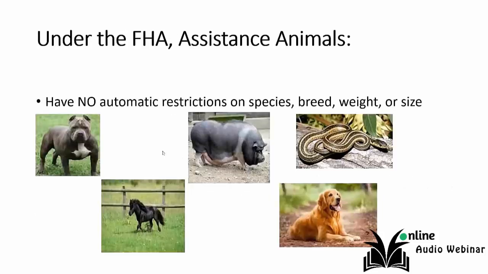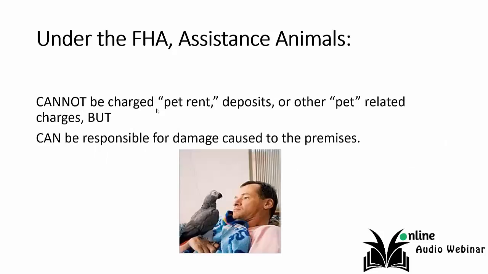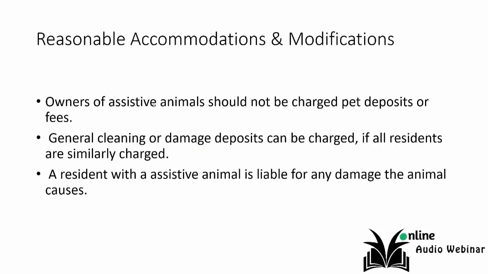Under fair housing, assistance animals, what animals can you have? They're subject to the usual customary pet rules. You cannot pose a direct threat. You cannot charge them pet rent, any kind of deposits or pet-related fees. Owners of assistance animals should not be charged pet deposits, though general cleaning or damage deposits can be charged.